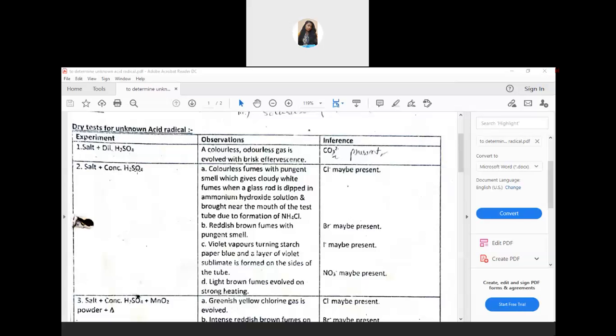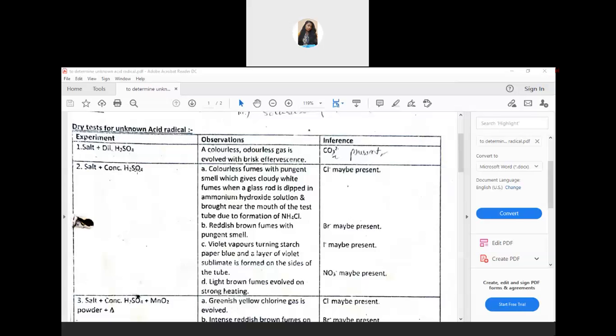Next you have to take a clean and dry test tube, take a pinch of salt, and add concentrated H2SO4. Then you can observe 4 observations. First observation is colorless fume with pungent smell coming out from the test tube. Next observation is reddish brown fume with pungent smell coming out from the test tube.